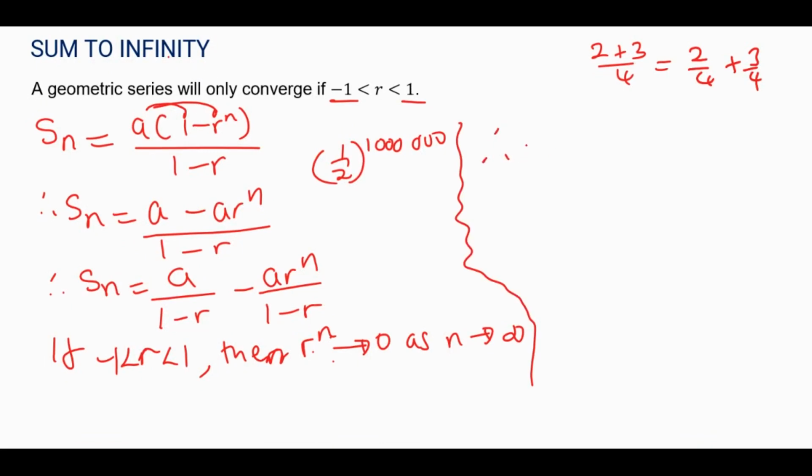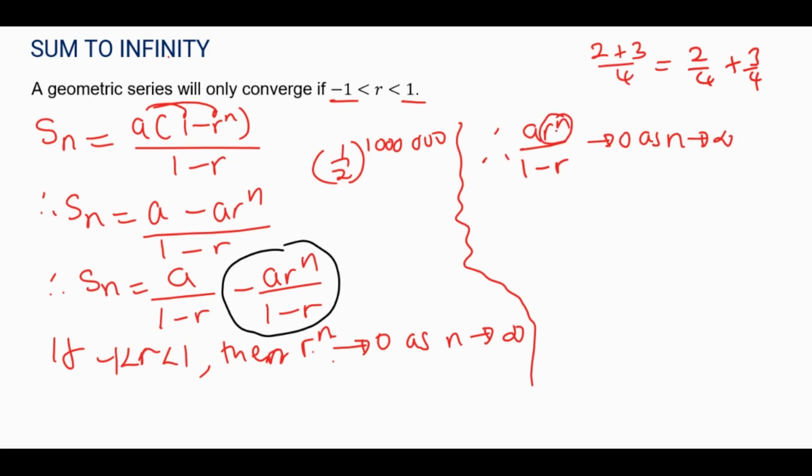Therefore, this part, ar to the power n over 1 minus r, approaches 0 as n approaches infinity. As n approaches infinity, r to the power n approaches 0. This whole expression approaches 0 as n approaches infinity. So this approaches 0 as n approaches infinity.